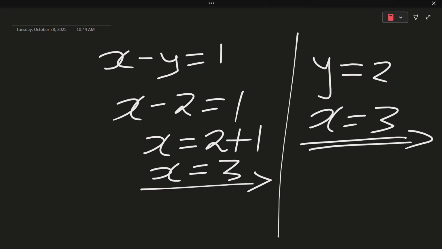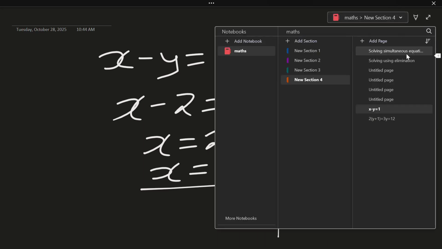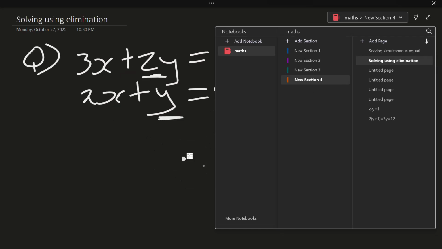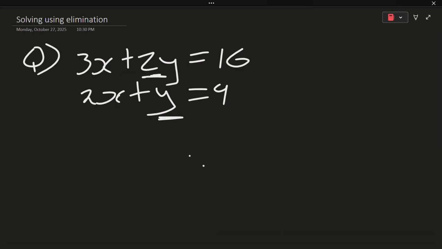So let's move on to the elimination method. We are going to solve another question using the elimination method. On the elimination method, this is the question that we have. So we will be trying to eliminate any variable either by addition or multiplication or subtraction. We try by all means to remove any of the variables, either x or y.